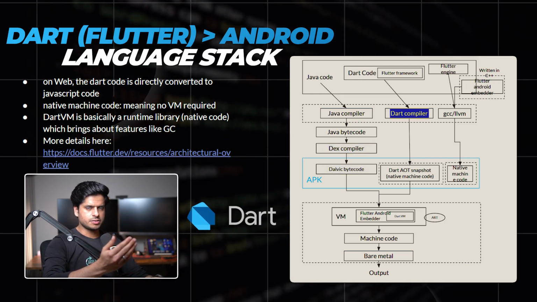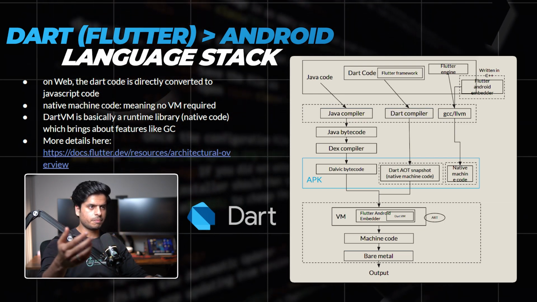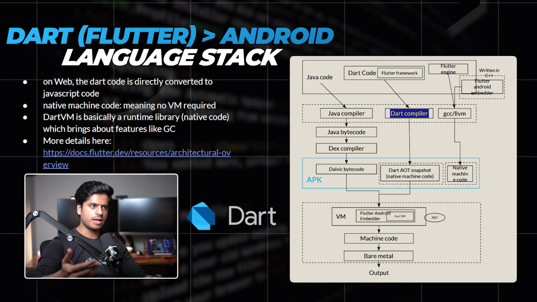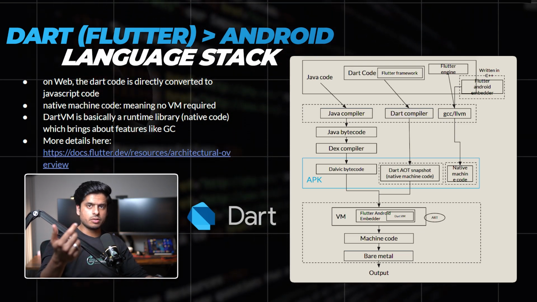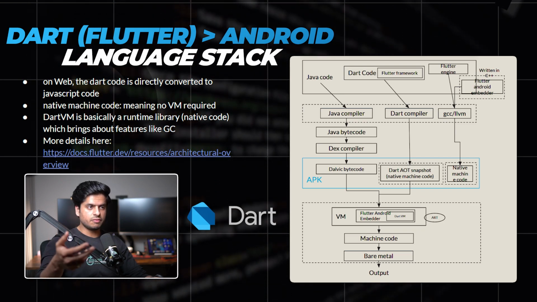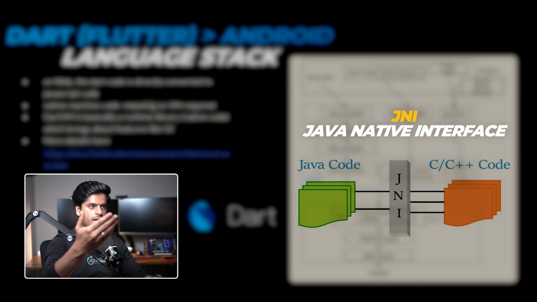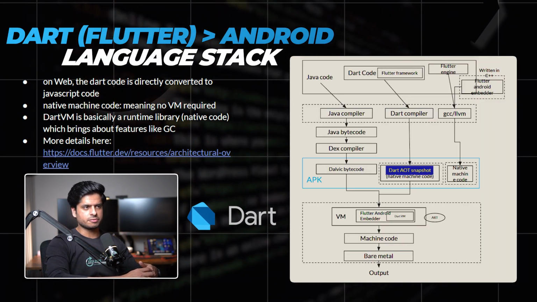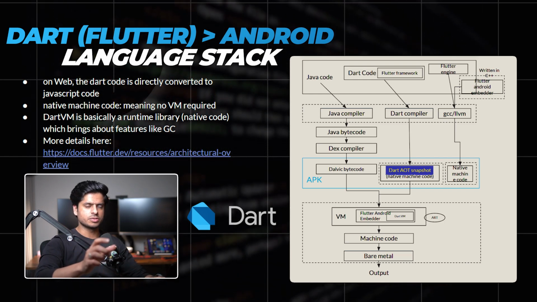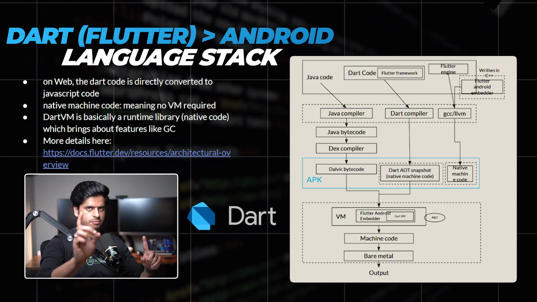Then from the Dart side, it goes via the Dart compiler, and the Dart compiler has the capability to compile directly to the machine code. The thing is that Android can run natively compiled C++ code because of JNI. And Dart can also compile to the native code. So it's just a matter of having the JNI do the job and run this native code. Not native code, I should say native machine code.